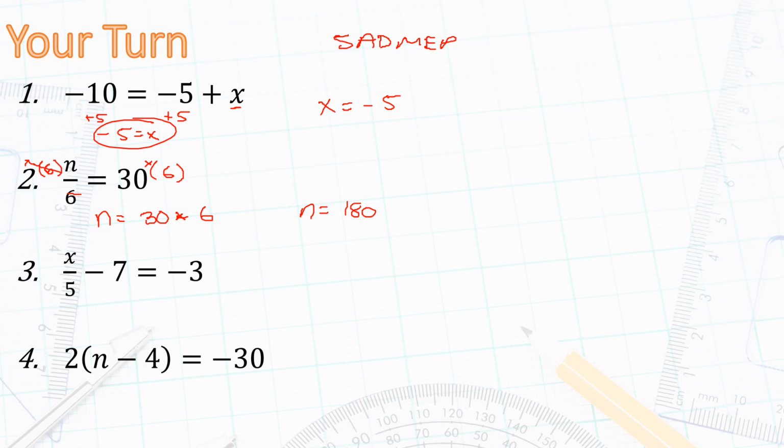Third one, x over 5 minus 7 equals negative 3. We want to do our addition and subtraction first, so let's add 7 to both sides. We get x over 5 is equal to negative 3 plus 7, which is the same as 7 minus 3, so that's 4. And then this looks like the one on the previous line, so we're going to multiply by 5 on both sides to get rid of that divided by 5. So we get x is equal to 5 times 4, which is 20.